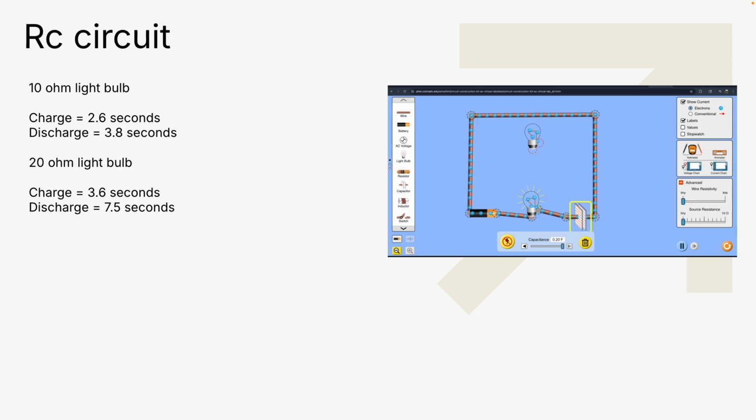RC circuit experiment. For a 10 ohm light bulb, the charge time for the capacitor is 2.6 seconds, and the discharge for the capacitor is 3.8 seconds. For a 20 ohm light bulb, the charge for the capacitor is 3.6 seconds, and the discharge was equal to 7.5 seconds. This was all calculated using a stopwatch on my phone.